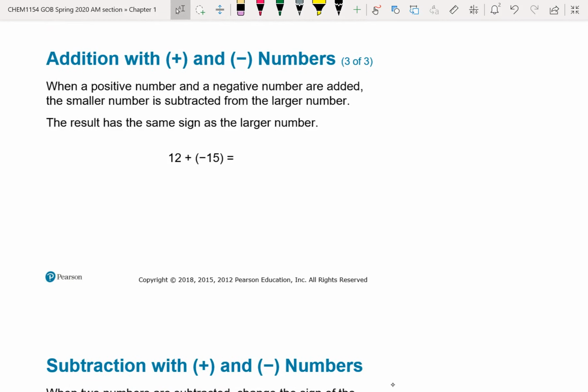If we have a positive number and we add it to a negative number, we just simply subtract the smaller number from the larger number, and the result is going to have the sign of the larger number. So 12 added to negative 15 is the same as saying 12 minus 15, which would be equal to what? Negative 3. So the sign of the answer has the same sign as the larger number, which in this case is negative.